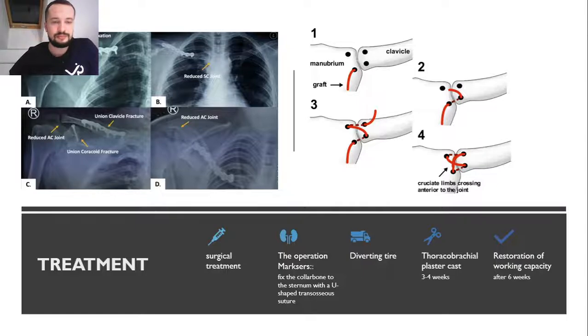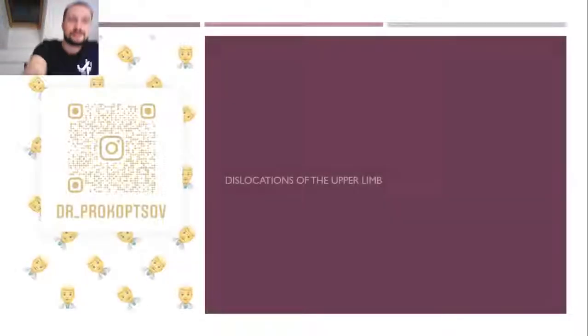U-shaped form of suture. U-shaped transosseous suture. A divergent splint or thoracobrachial plaster cast is applied for 3-4 weeks. Recovery of working capacity is possible after 6 weeks.